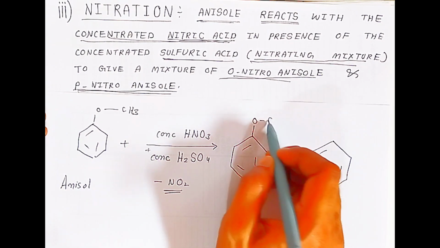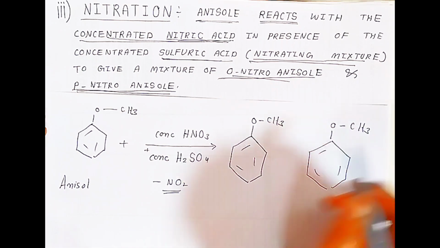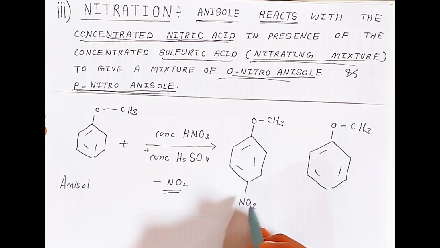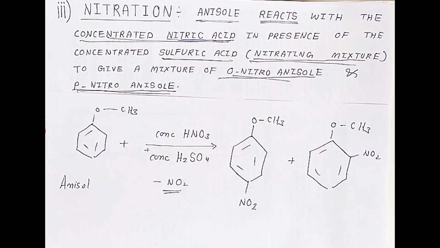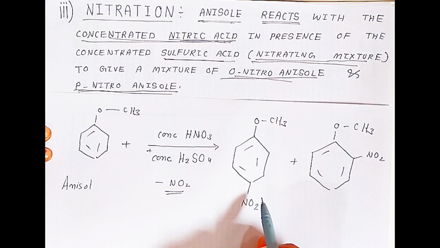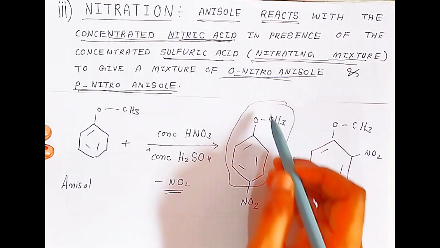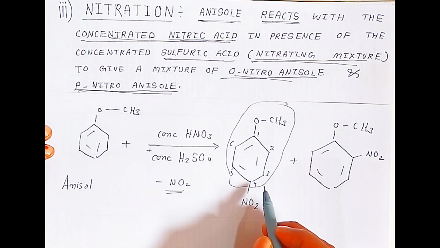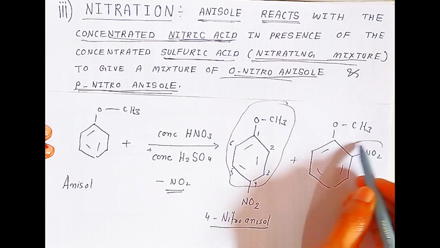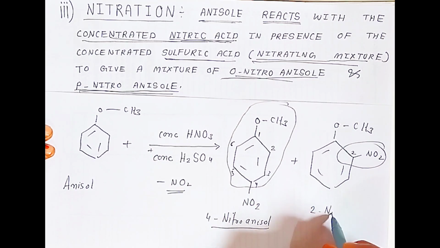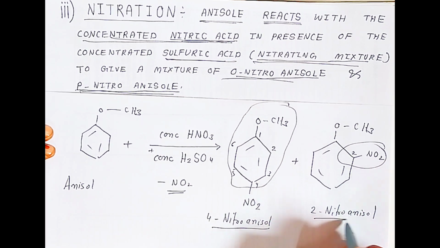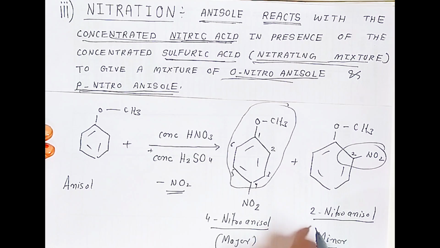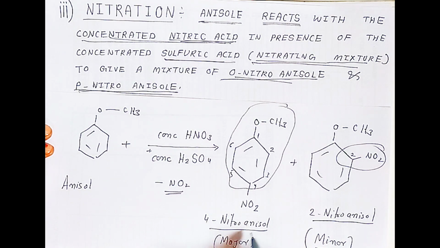So first draw the structure of anisole like this. Now what happens, students, is that the nitro group, NO2, attaches at the para position or at the ortho position, so you are getting a mixture of these two products. This is your anisole, students, so you have to start the numbering from this side. At position number 4 the nitro group is there, so we call it 4-nitroanisole. At the second position you have the nitro group, we call it 2-nitroanisole. So 2-nitroanisole will be the minor and 4-nitroanisole will be the major product.